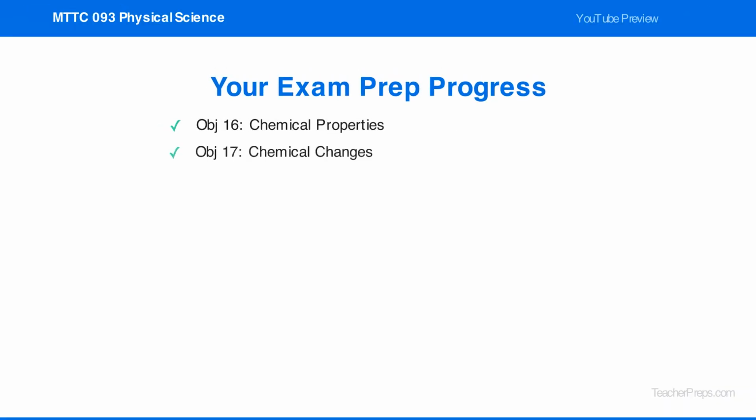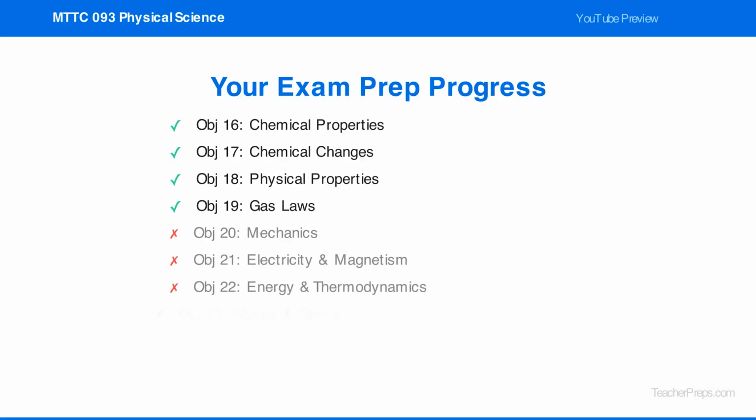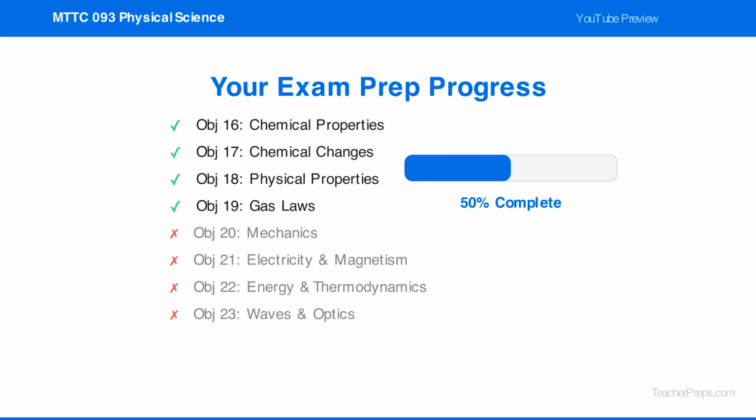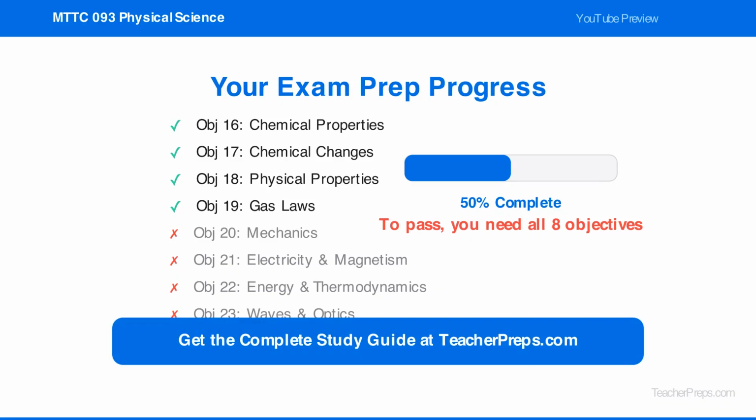Great work so far. You have covered the chemistry and gas law objectives. That is objectives 16 through 19. But here is the thing. Those 4 objectives are only half of physical science. You still need to master objective 20, mechanics, objective 21, electricity and magnetism, objective 22, energy and thermodynamics, and objective 23, waves and optics. Without those, you are walking into test day with only half the preparation you need.